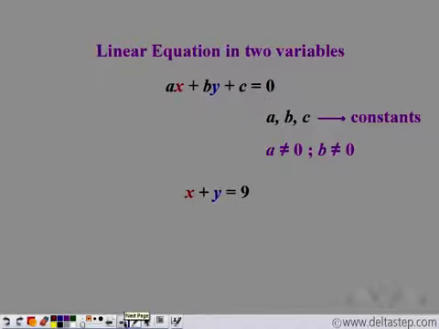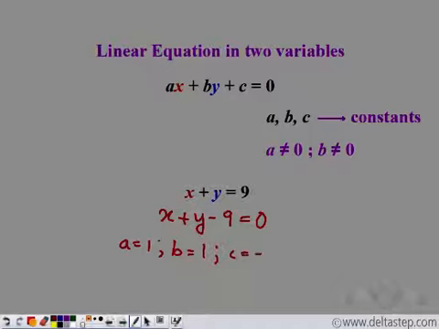Now let us compare it to x + y = 9, which was our equation. So we can write it as x + y - 9 = 0. Now a is the coefficient of x, so a = 1. b is the coefficient of y, so b = 1. And c is the constant term, so c = -9. So this is a linear equation in two variables.